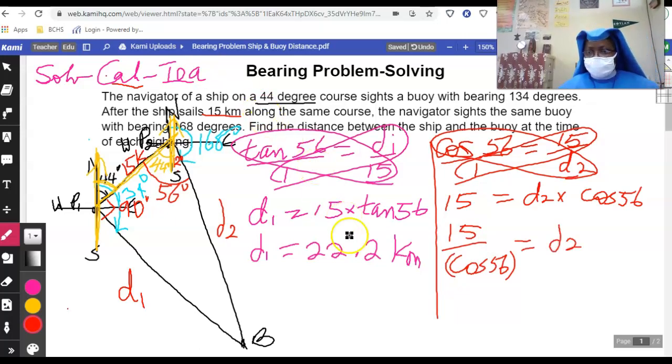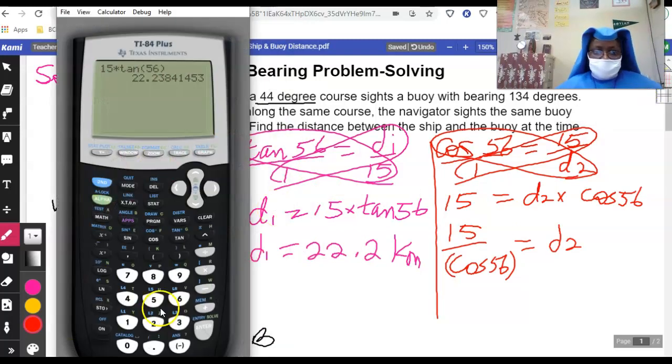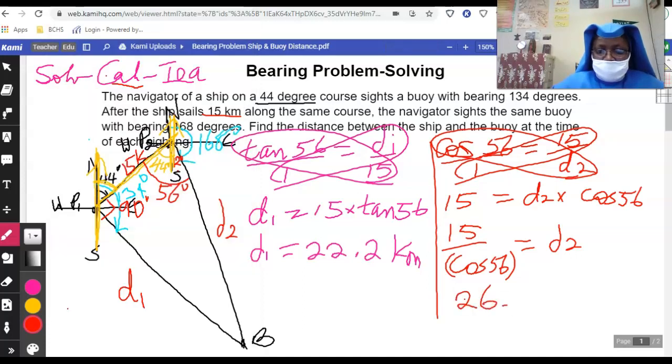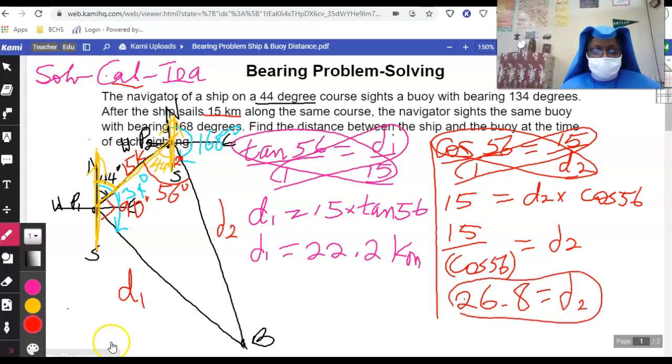And again, we plug it into our calculator. I'll use the fraction format. So I have 15 divided by cosine 56. And that's 26.8. And those are the two distances. Okay, good problem.